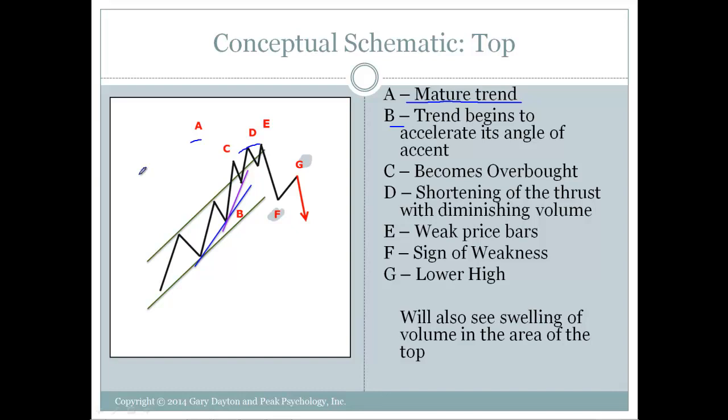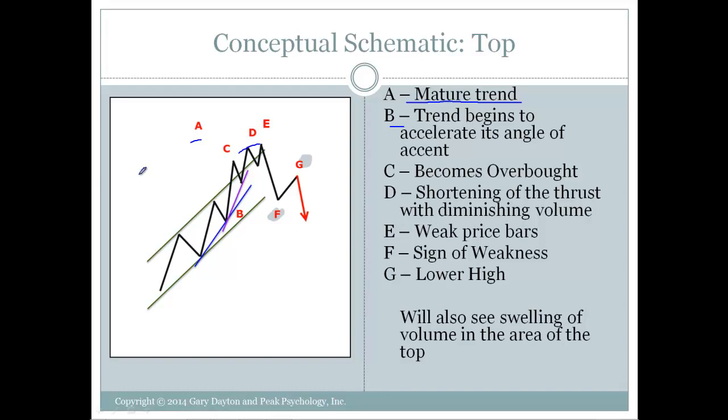So that's one of the laws of Wyckoff, effort versus results. So sometimes we can see that. But generally, when we see shortening of the thrust, and I'll explain this in some detail on the examples, generally we see some diminishing volume when that occurs. Right at the top, we're also going to start to see weak price bars. They're going to close off the highs. They're going to close in the middle or on the lows.